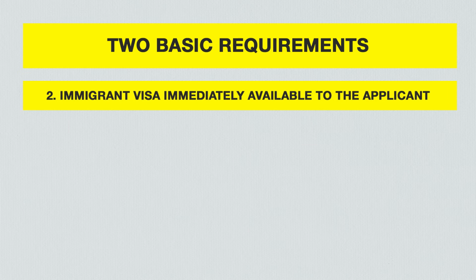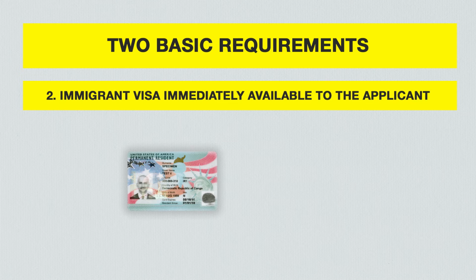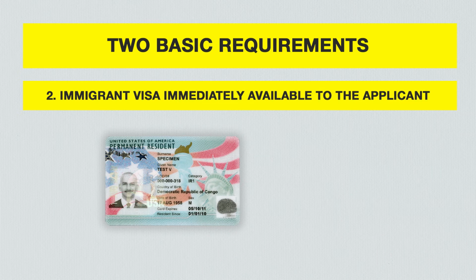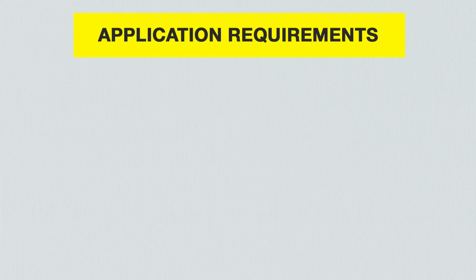The applicant must also have an immigrant visa immediately available to them. An immigrant visa is a visa for permanent immigration. Most people know it as a green card. An immigrant visa is always available to the spouse, parents, and unmarried children under 21 years old of U.S. citizens. Other types of relationships may or may not be able to adjust status, depending on the availability of an immigrant visa.